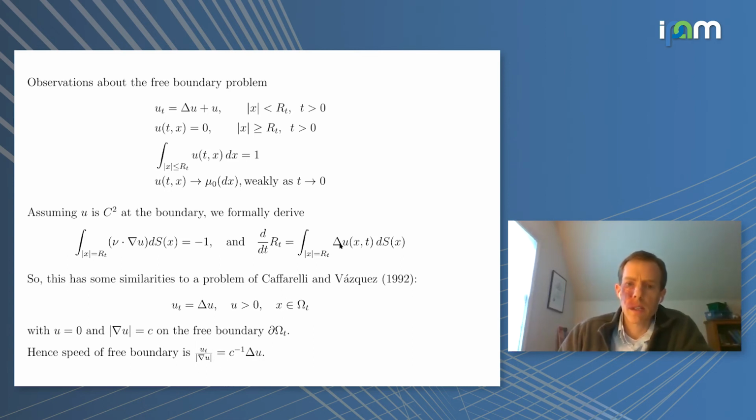As a consequence of this, the speed of the boundary in the normal direction is proportional to the Laplacian pointwise. In the same way here, the speed of the boundary is related to the Laplacian, but in our case it's different in that we have this non-local dependence on the Laplacian. Another difference is that in their case, the solution disappears in finite time, whereas in our case the solution exists for all time and has positive mass equal to 1 for all time.